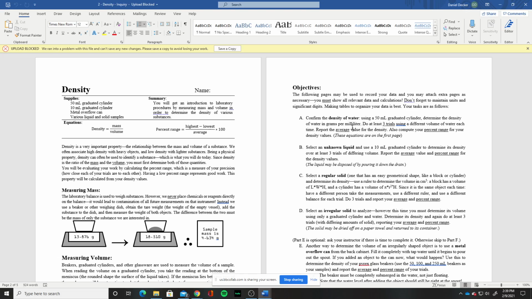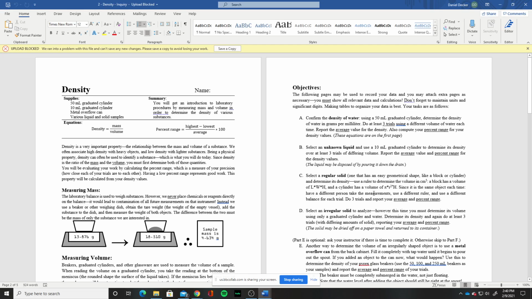You would do a similar thing in part B. It was practically the exact same thing, just with something that's not water, so you would do that with an unknown liquid. In part C, you would do the same type of thing. You're still finding the density, only now you're doing it with a regular solid instead of a liquid.